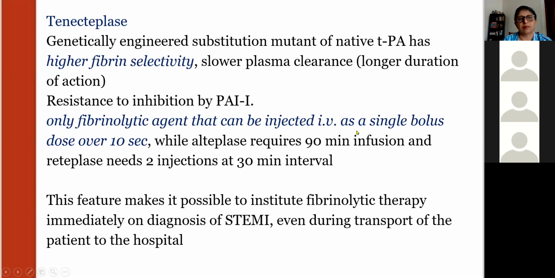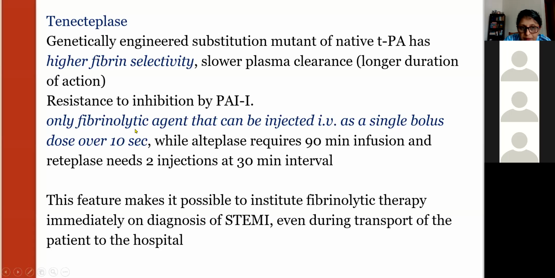a longer duration also. But the drug with higher fibrin selectivity, the most important one, is tenecteplase. It is obtained by a genetically engineered substitution mutant of native tissue plasminogen activator. It has high fibrin selectivity and slower plasma clearance. That means clearance will be slow, which means a longer duration of action.